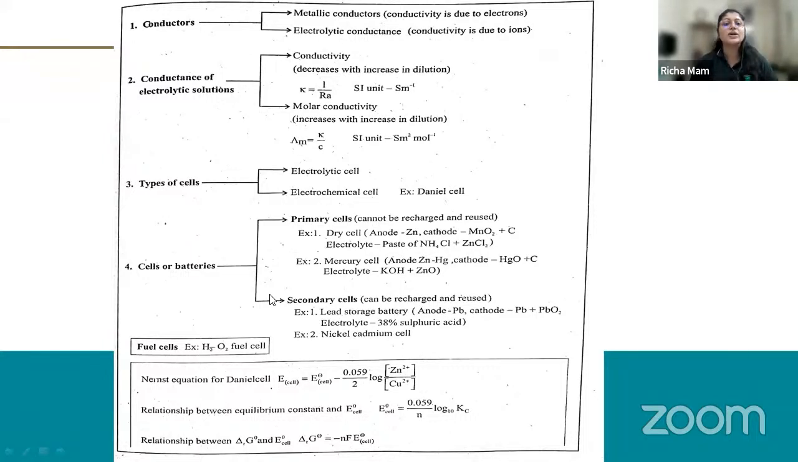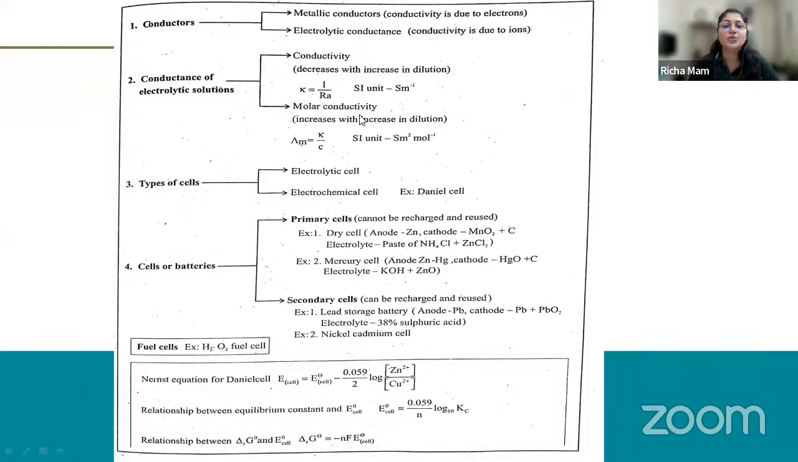What happens to conductivity? It decreases when you increase the dilution. As you keep adding water, the concentration of the electrolytic solution goes on decreasing, so the conductivity decreases. The SI unit of conductivity is Siemens per meter. Please remember the SI unit, very important. Capital S represents Siemens, so Siemens per meter.